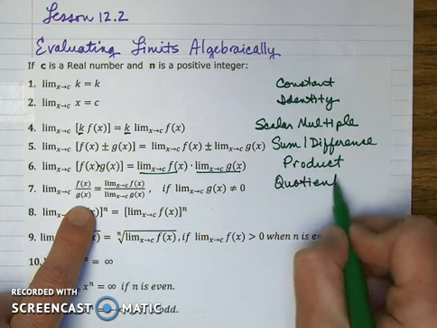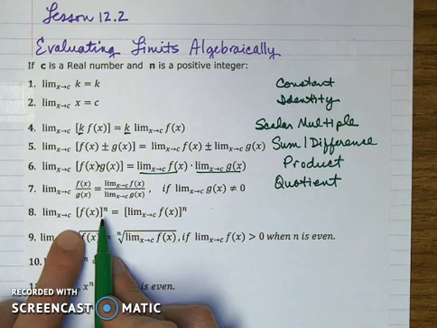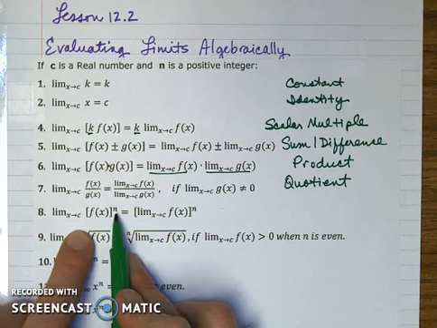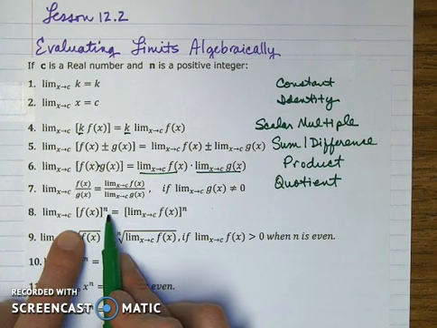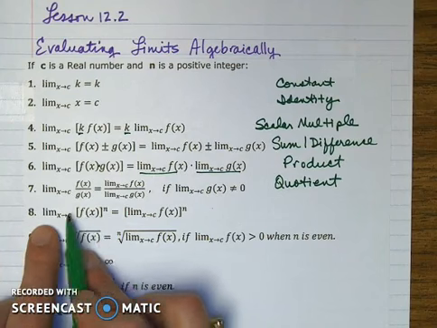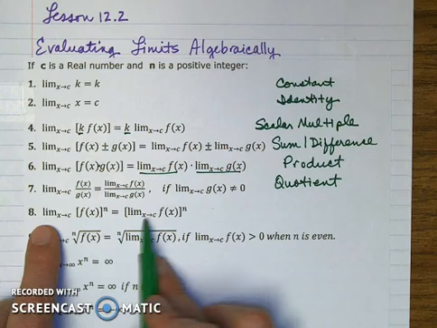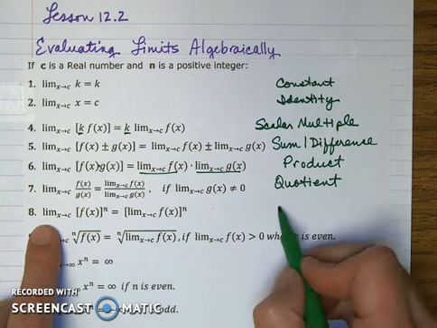This one here, if you have an exponent, you have the function raised to the power of n. You can take the limit of the function and then raise that to the power. That's called the power property.